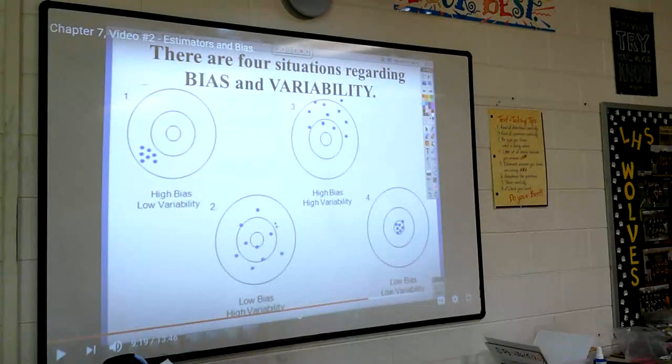The next thing that we'll look at, so that's exactly what we want, is low bias and low variability. This says match each histogram with one of the descriptions above. So if you'll look at those 4 histograms and try to match them to one of the descriptions above, if you'll take just a minute. So one goes to high bias, low variability. One goes to low bias, high variability. One goes to high bias, high variability. One goes to low bias, low variability.